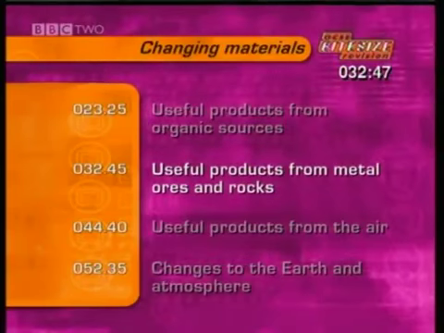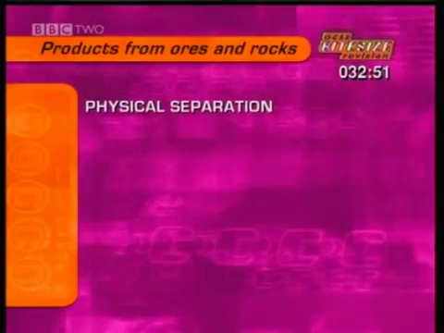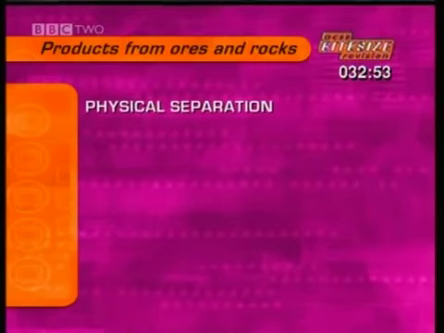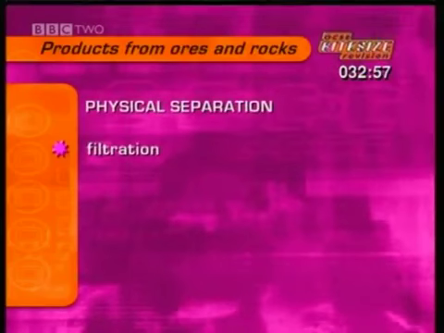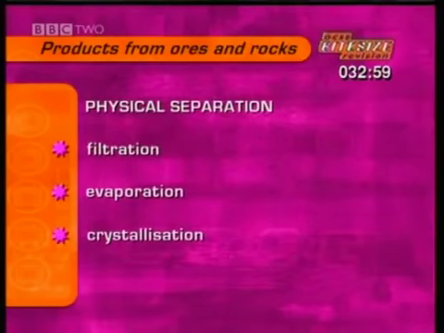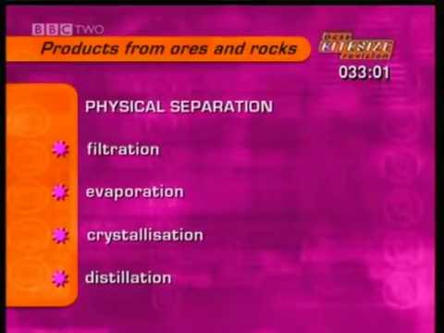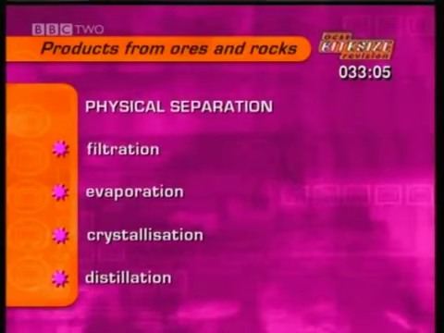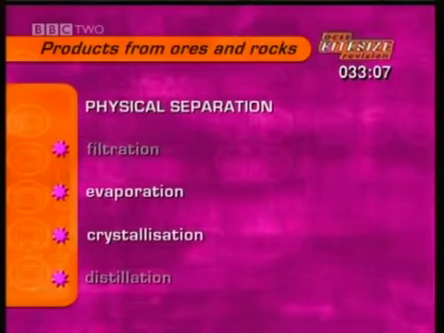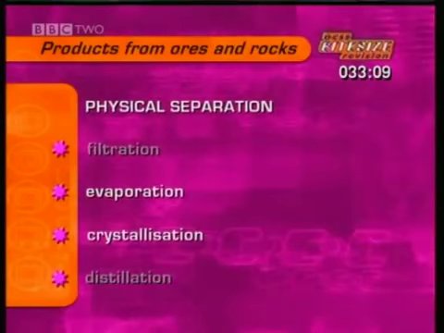Next, how to get useful products from metal ores and rocks. Many useful products can be extracted from the ground by physical separation processes like filtration, evaporation, crystallization and distillation. This clip explains how we get salt from a salt lake using evaporation and crystallization.